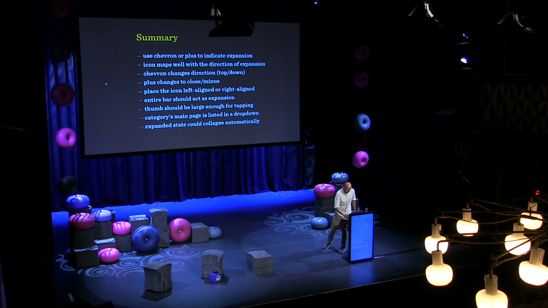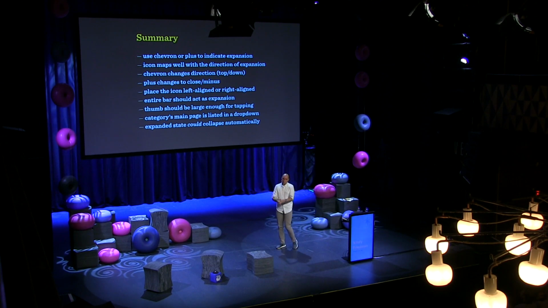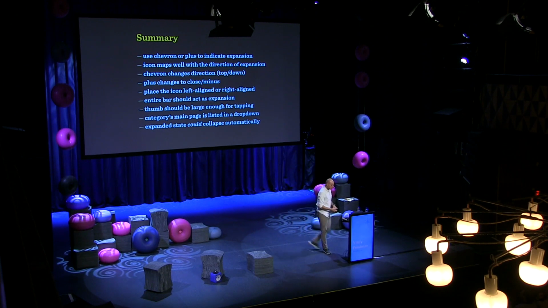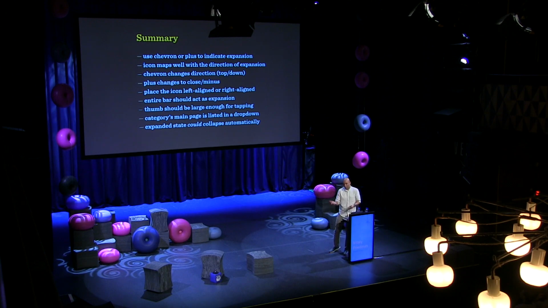And the main categories page should be listed in a drop-down as well. And the expanded state could collapse automatically. The more items you have, the more likely it is that you will have to collapse or group things or close automatically, because people tend to get lost in the navigation. But if you have only 4 or 5 items, I would just leave things be and not close anything automatically.